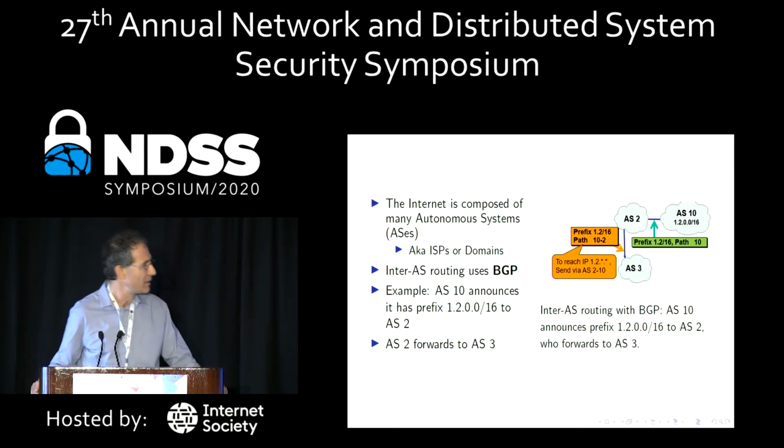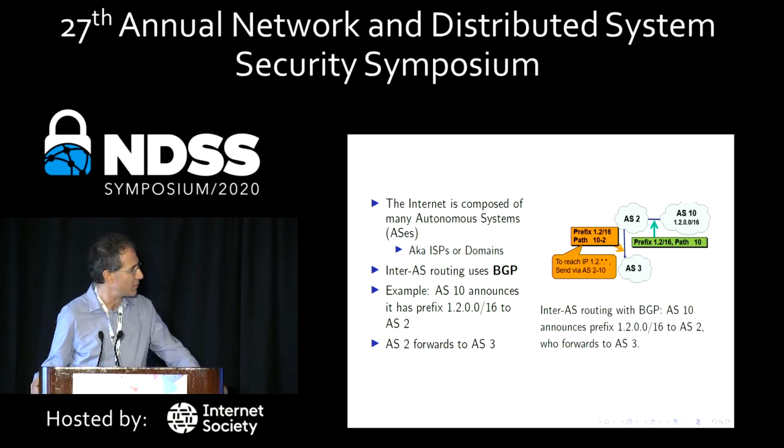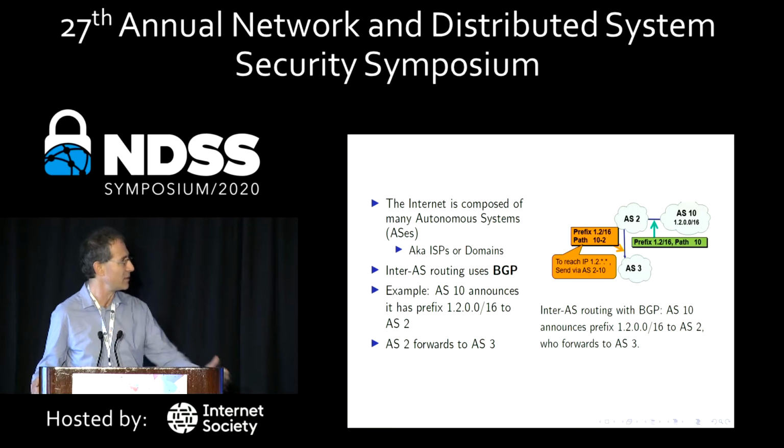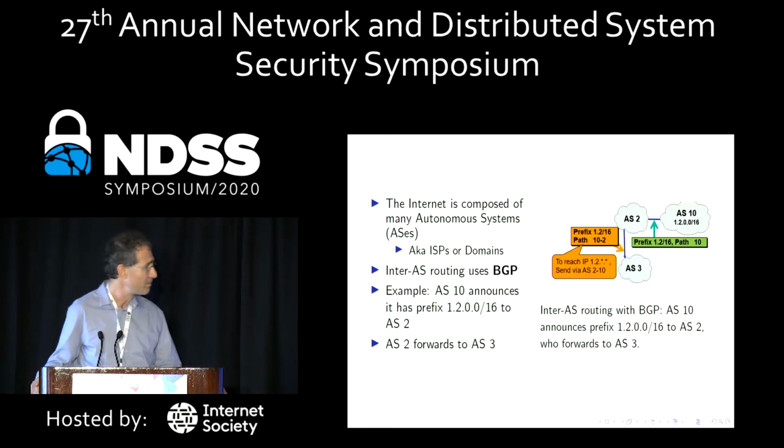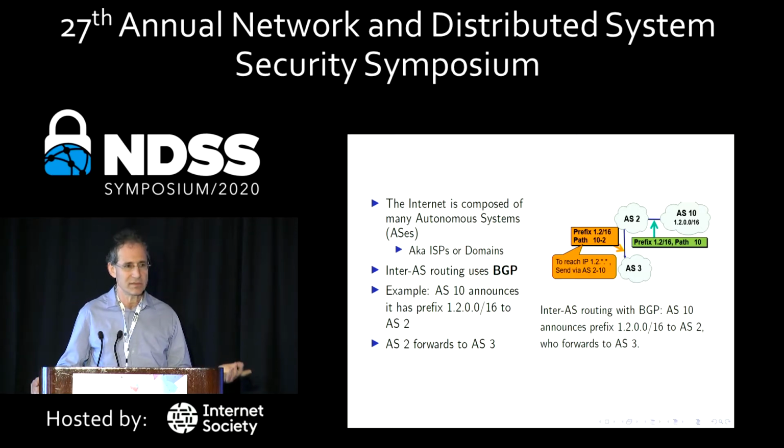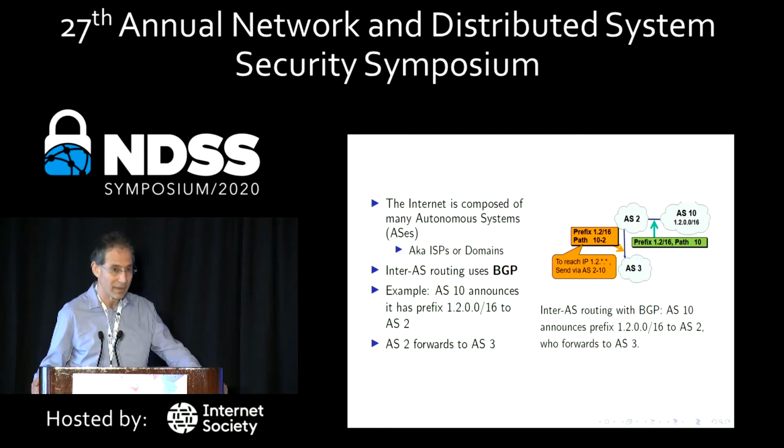It says, this is the same prefix, and now the path is, you can send through me, and then to AS10. So the path now contains AS2 and AS10, and to reach this prefix, you can simply send via me. That's the standard thing, that's how BGP works, that's how the internet works.